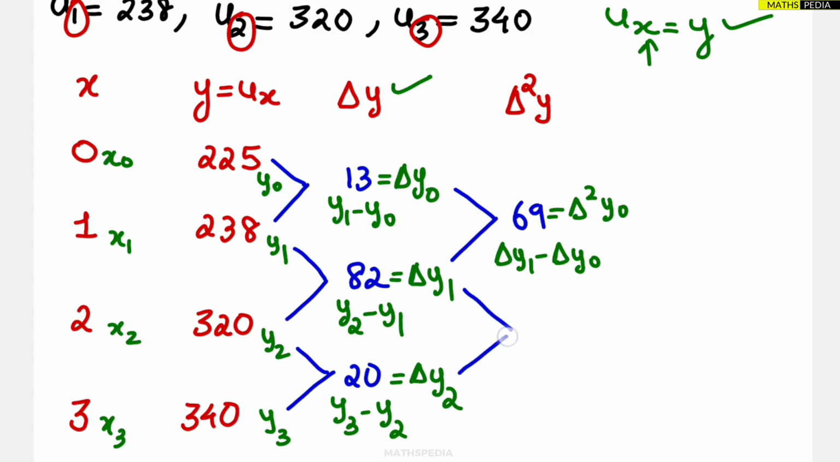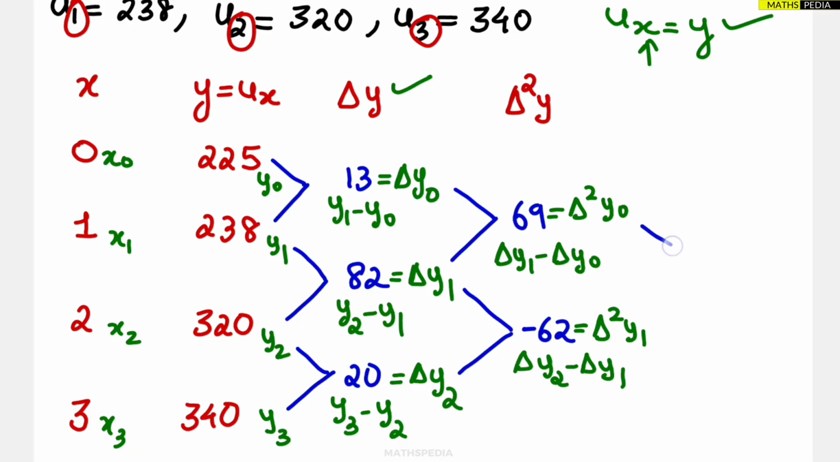Next, again subtraction of this. What is 20 minus 82? It is minus 62. Remember, you can get negative values also. That's why I'm writing each and every step. What you have done here is delta y2 minus delta y1. Always it is the lower one minus the upper one, whether it is a positive or negative value, it doesn't matter. Now this is done, so this is delta square y1.